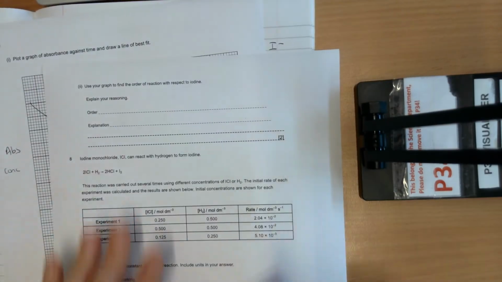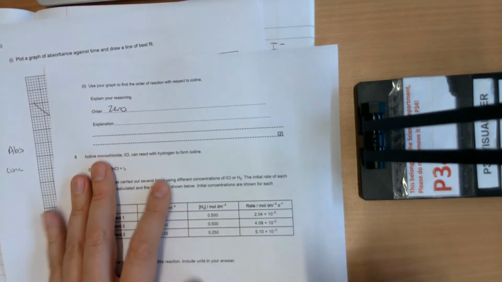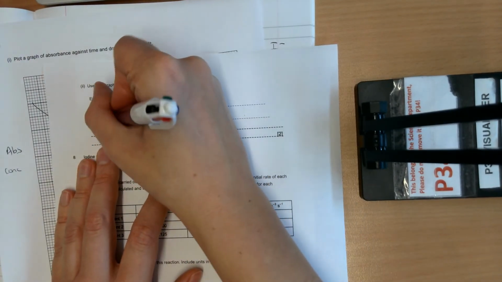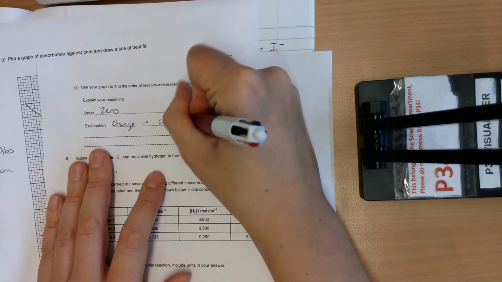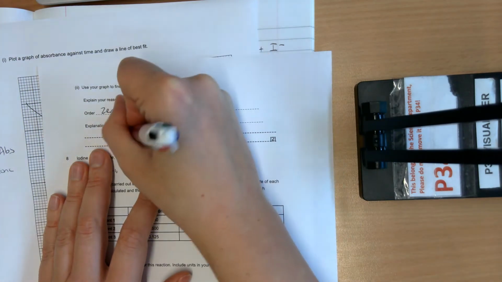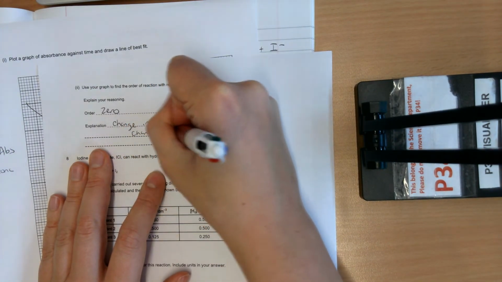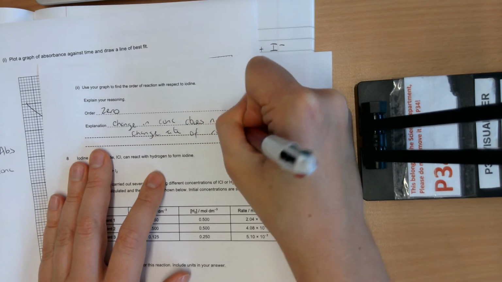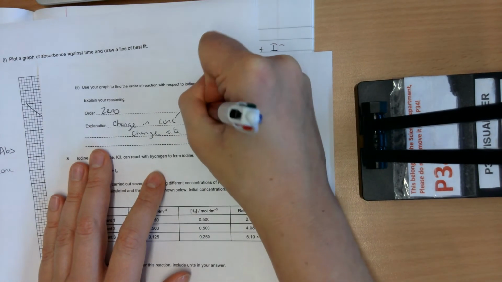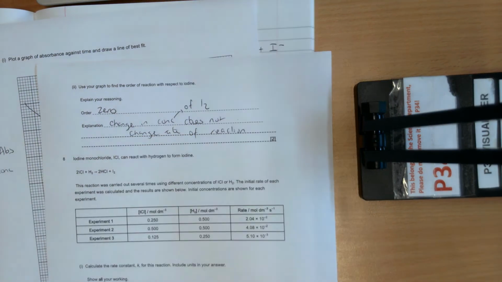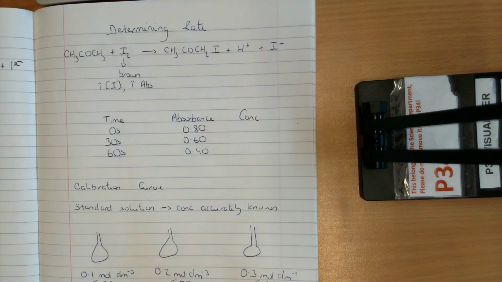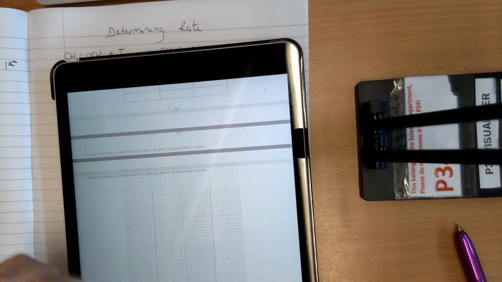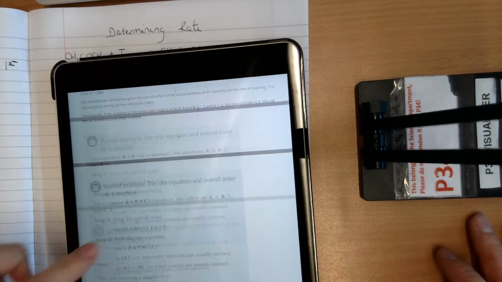So I would write that it's zero order, and my explanation, I would say that the change in concentration does not change the rate of the reaction. Change in concentration of I2. So as the concentration of I2 decreases, the rate stays exactly the same. It shows that the concentration of iodine does not affect the rate of the reaction. That's essentially your typical question on colorimetry.